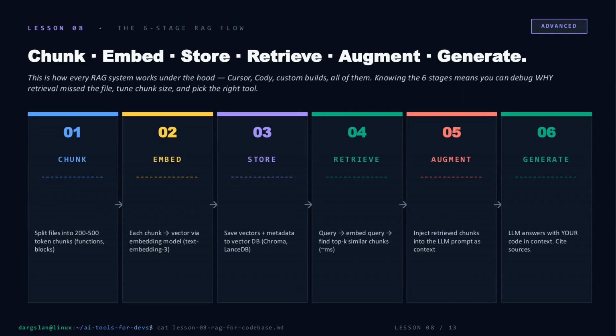So how does RAG actually work? 6 stages every time. Chunk your files into 200 to 500 token blocks, usually functions or logical units. Embed each chunk into a vector. Store those vectors with metadata in a database like Chroma or LanceDB. At query time, embed the question, retrieve the top K nearest chunks, augment the prompt with that context, and generate the answer. Cursor does this. Cody does this. Your custom build will too. Master these 6 stages and you can debug exactly where retrieval breaks.